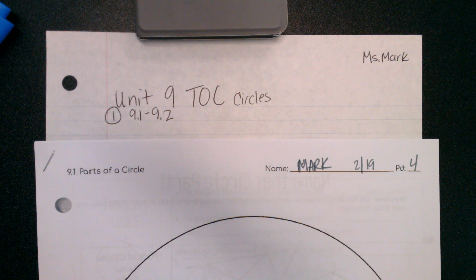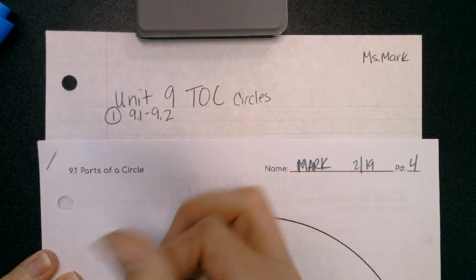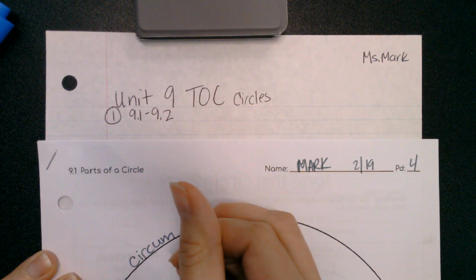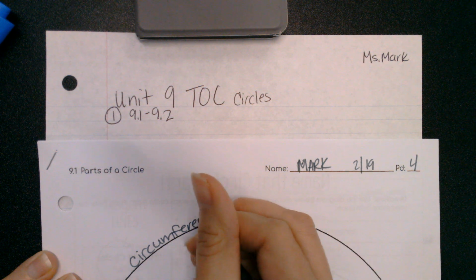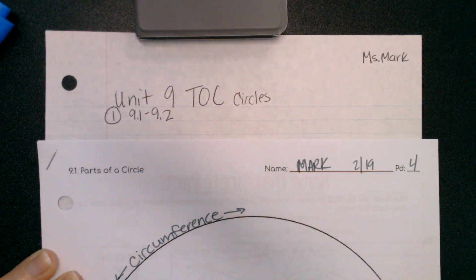So you said circumference. Circumference is the distance around the circle, so I'm going to put it on the edge. Circumference. And it goes all the way around.